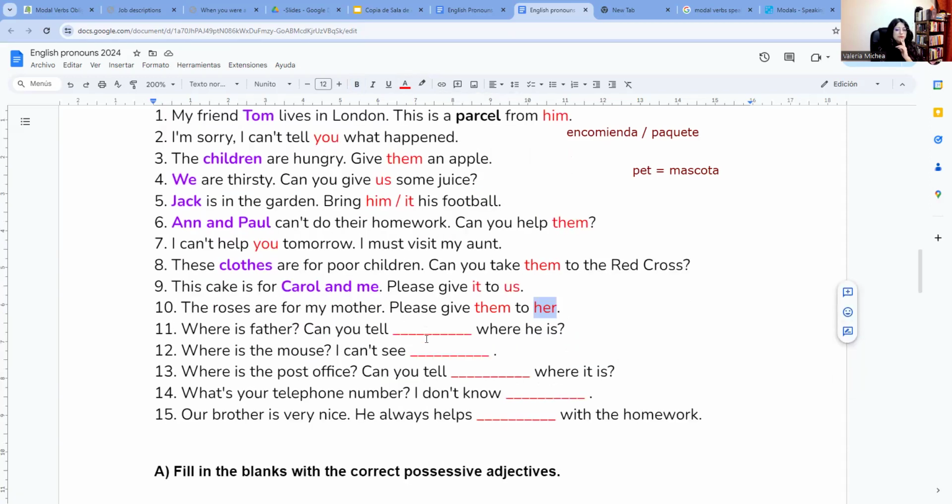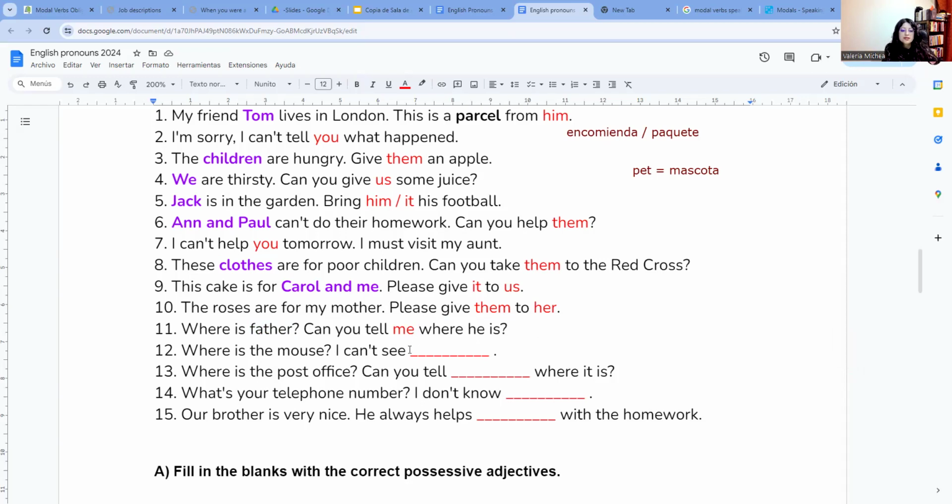Where's the father? Can you tell me where he is? Tell me. Because I am asking. So can you tell me where the father is? Because I want to know.